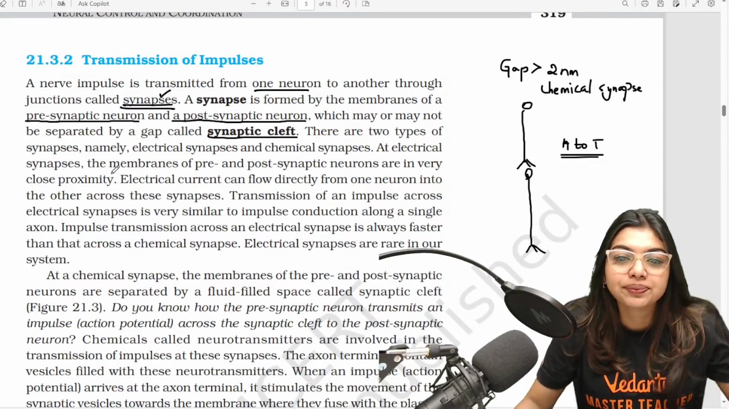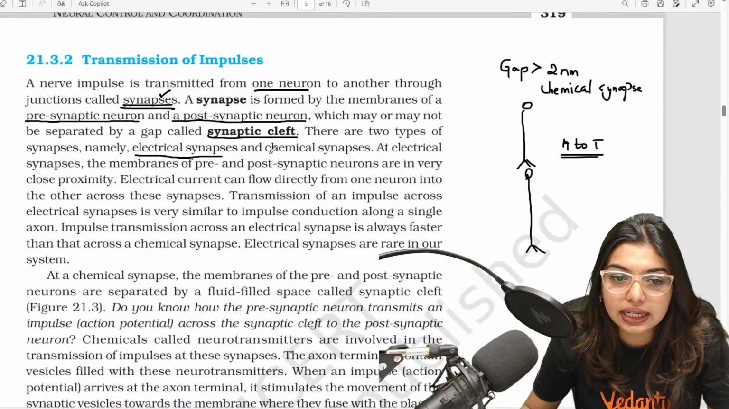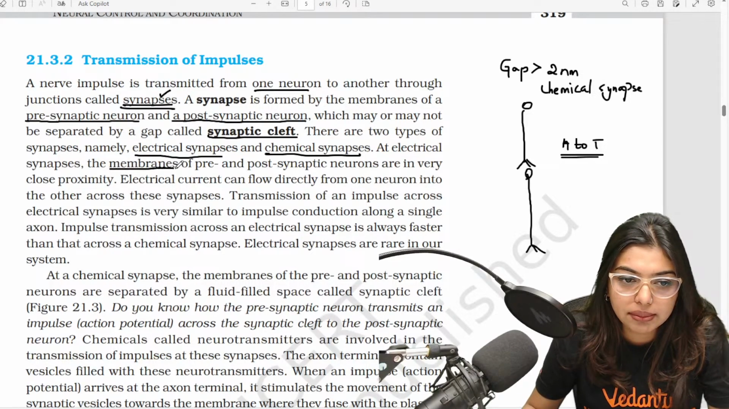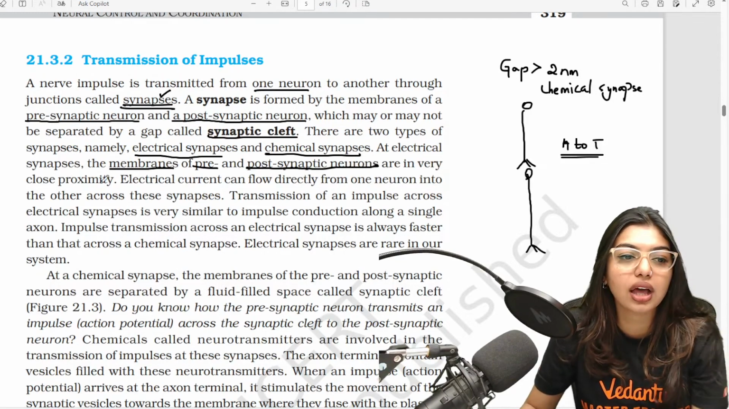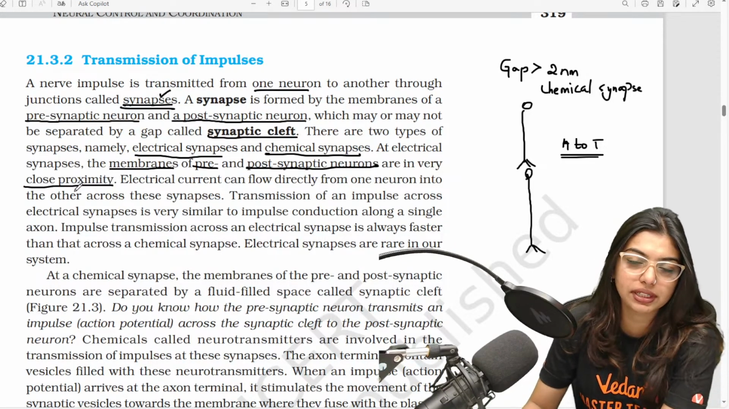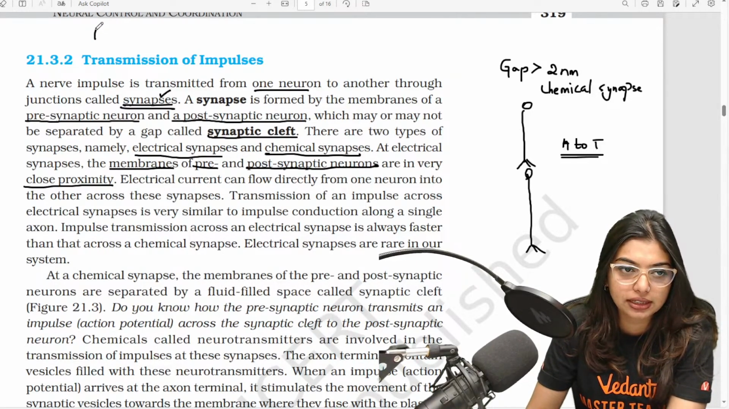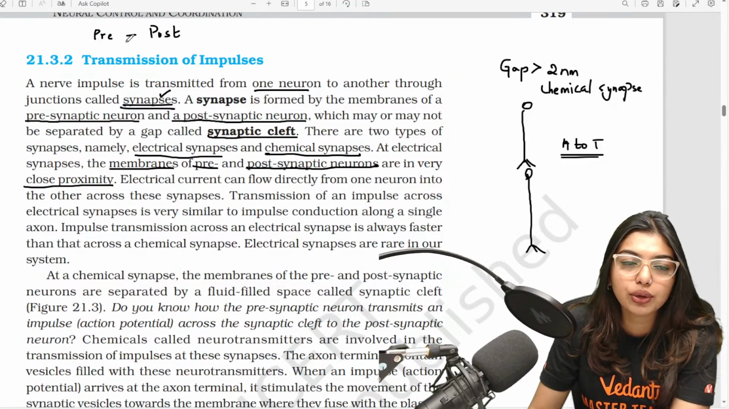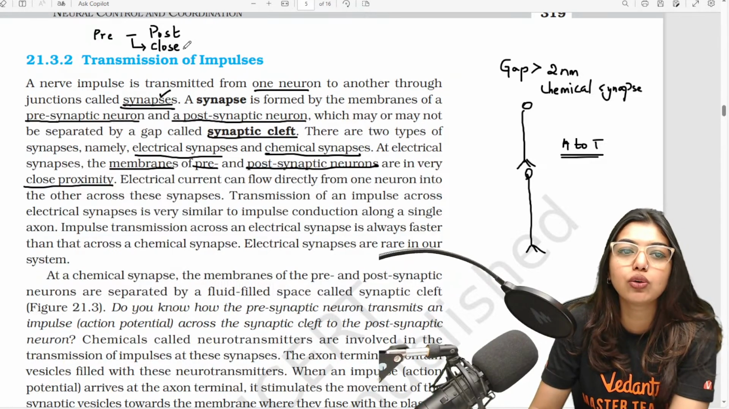Okay, there are two types of synapse, namely electrical synapse and chemical synapse. At an electrical synapse, the membranes of pre and post synaptic neurons are in very close proximity. So here what are they telling? In an electrical synapse, the membranes of your pre, this is your pre, this is your post, they both are going to be in close proximity.